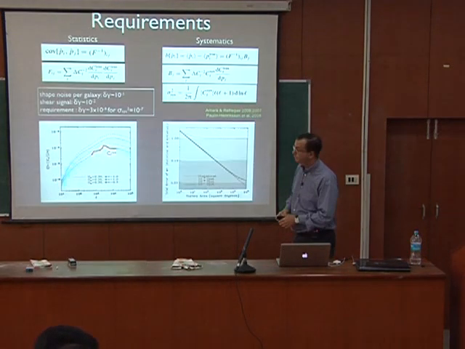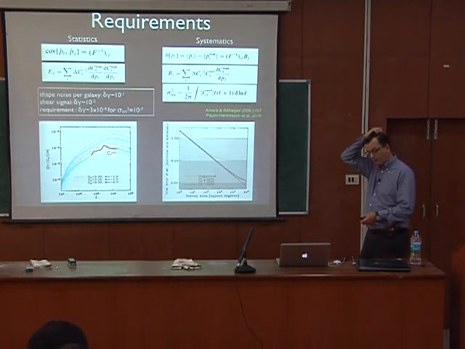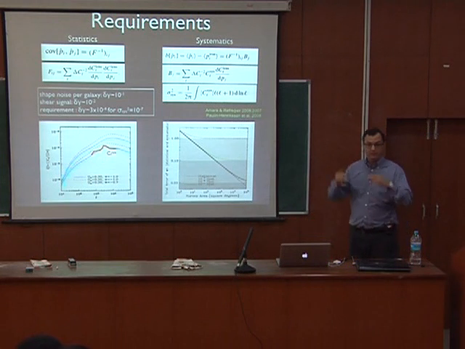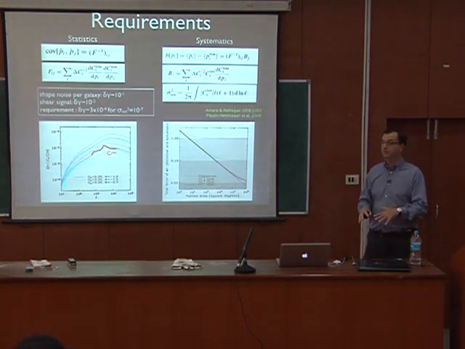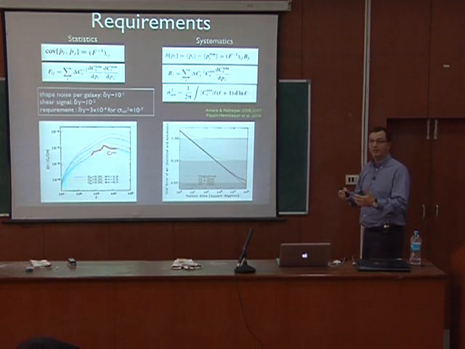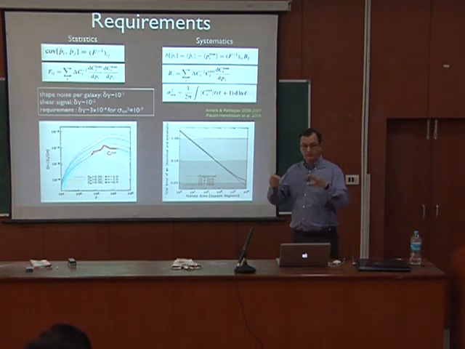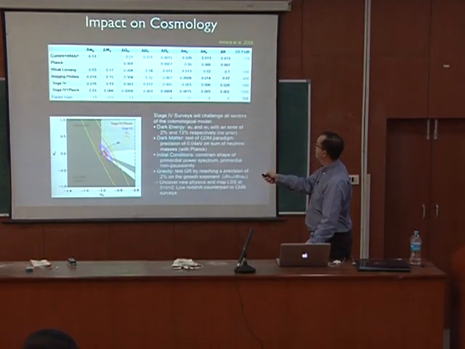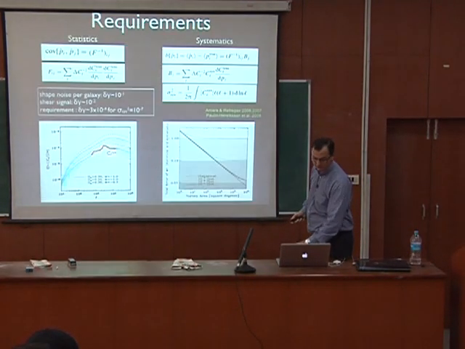Now, of course, for this, we need to control systematics. So we spend a lot of time trying to decide what is the level of systematics that we can tolerate. This is again with Adam Amara and others. We quantify the amount of systematics. What we basically derive are the requirements on the systematic levels, which are needed in order for the systematics to be subdominant compared to the statistical errors, so that we can achieve the full potential of these surveys.